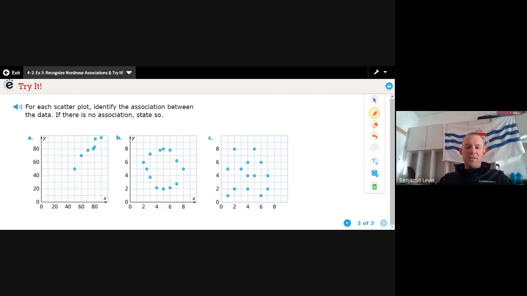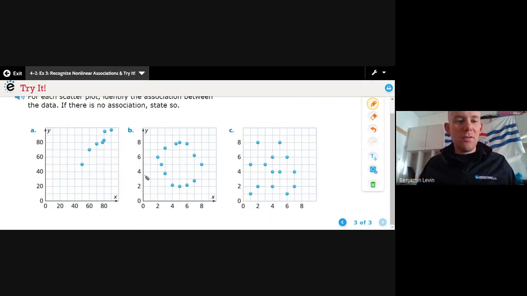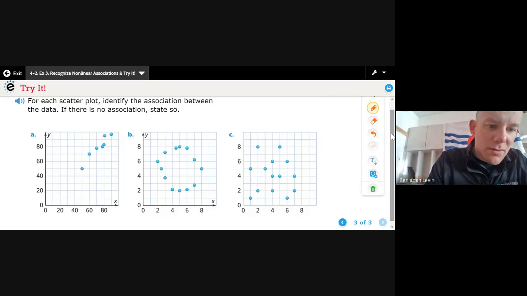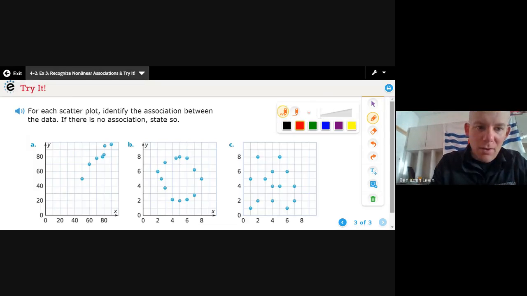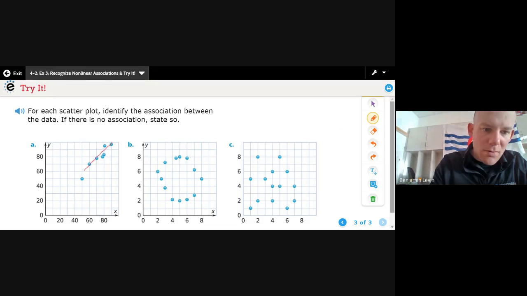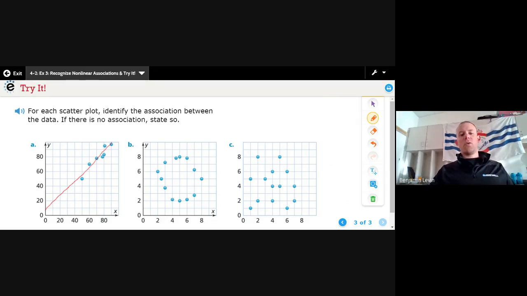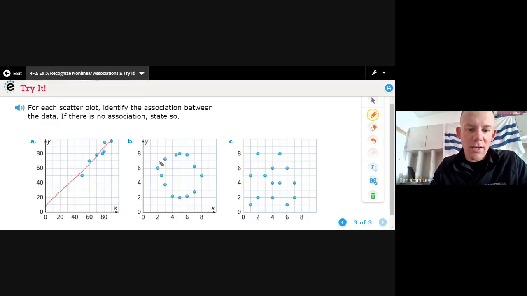And what is it? If I were to draw a trend line, I'll probably draw it somewhere. Let me make that smaller. It's a little off. Right? If I were to draw a trend line there, is there an association there? Yes or no? Looks to me like there's a positive linear association.